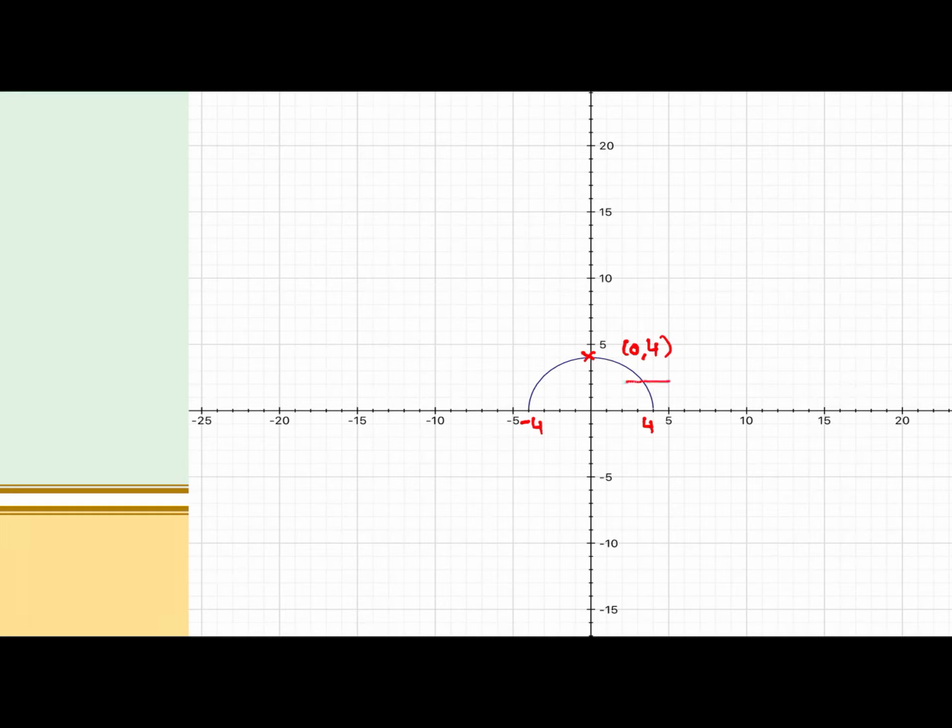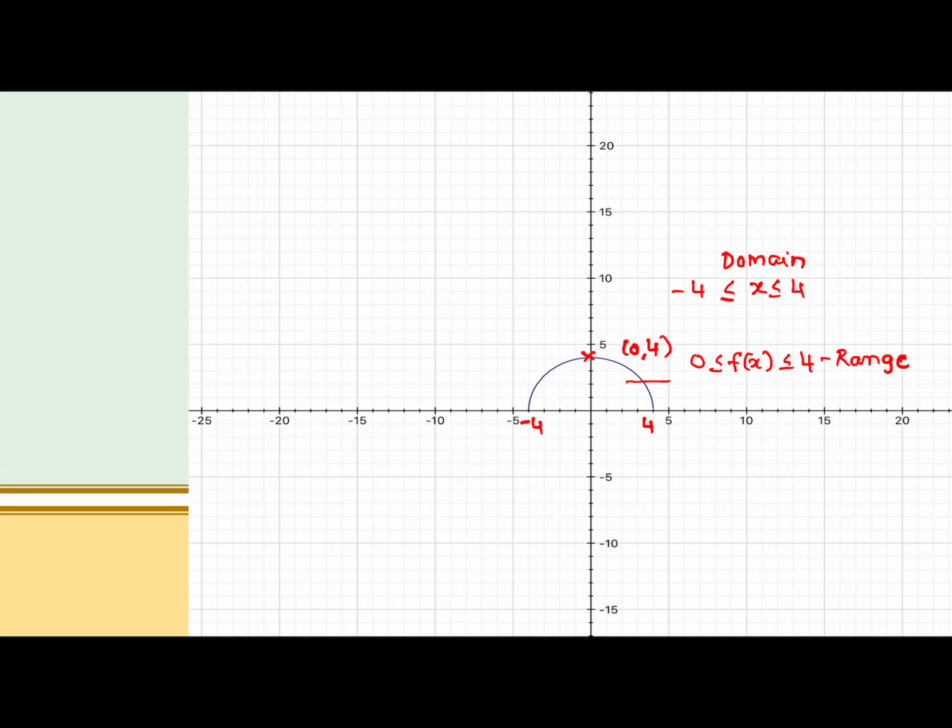So what is the range? If I talk about the range, f of x lies between 0 and 4. This is the range. What is the domain? x belongs to minus 4 to plus 4 is the domain. This is domain and this is range. Graph is clear to you.